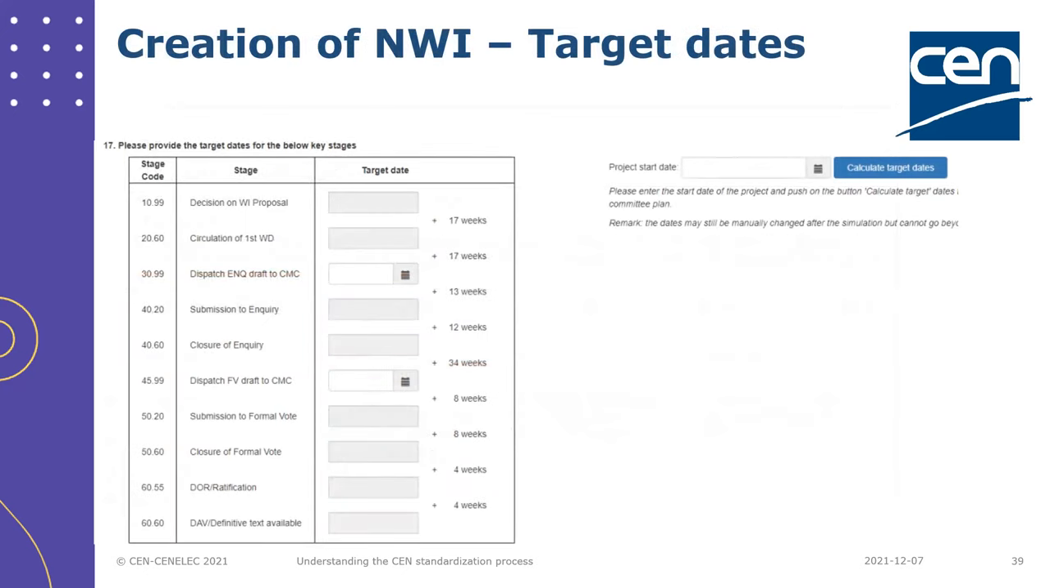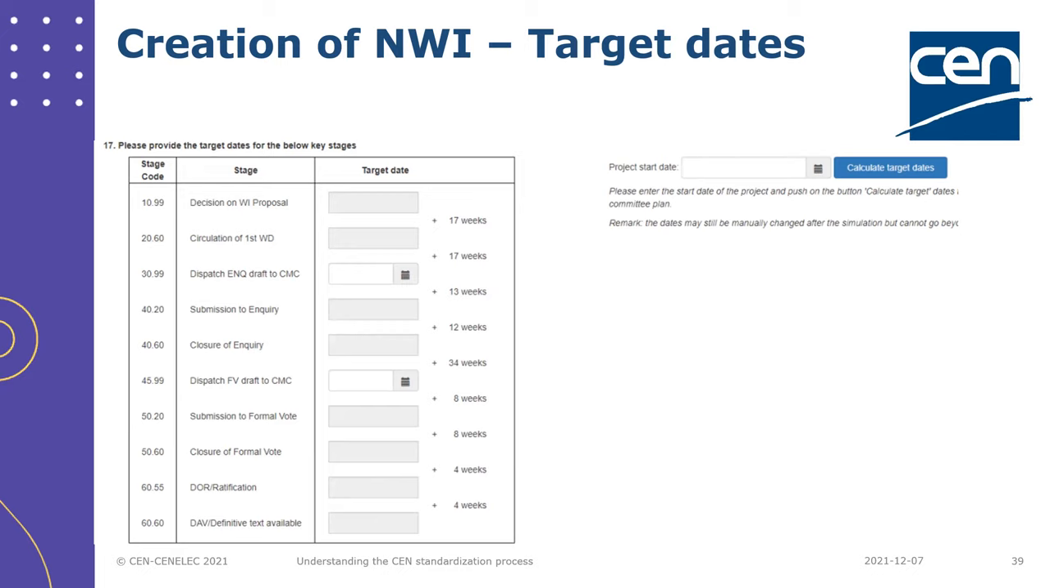Then in the projects online working area, and now this is a task for the TC secretary, in section 17 of the registration of the work item, you can see that there are three fields that are editable. On the right side, you need to indicate the project start date. And then there are two fields in white and the rest in gray that you cannot edit. You cannot insert dates there, but you need to calculate and insert the dispatch inquiry draft submission date.